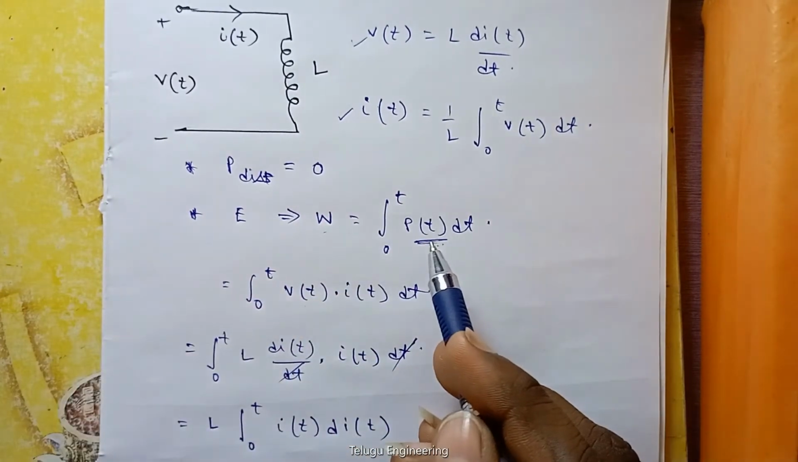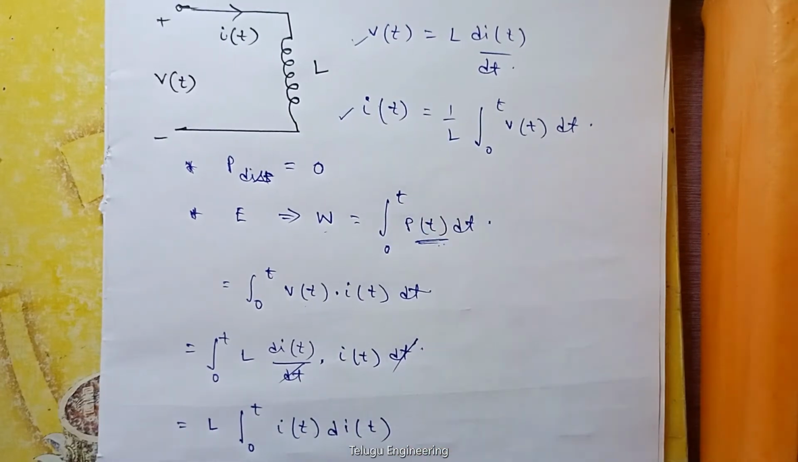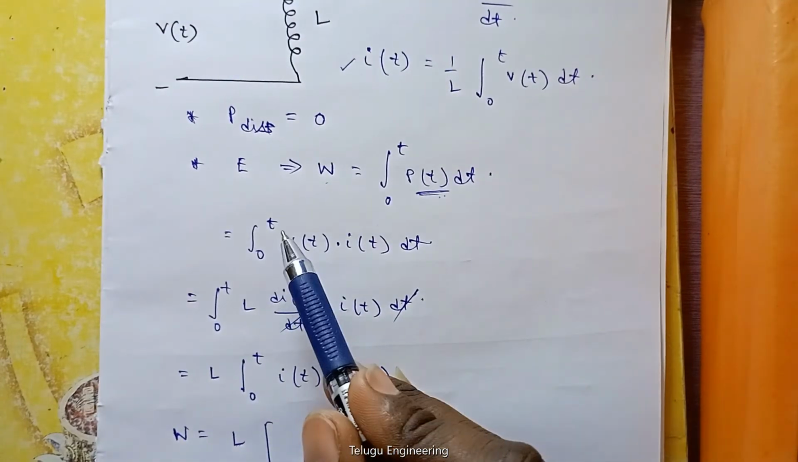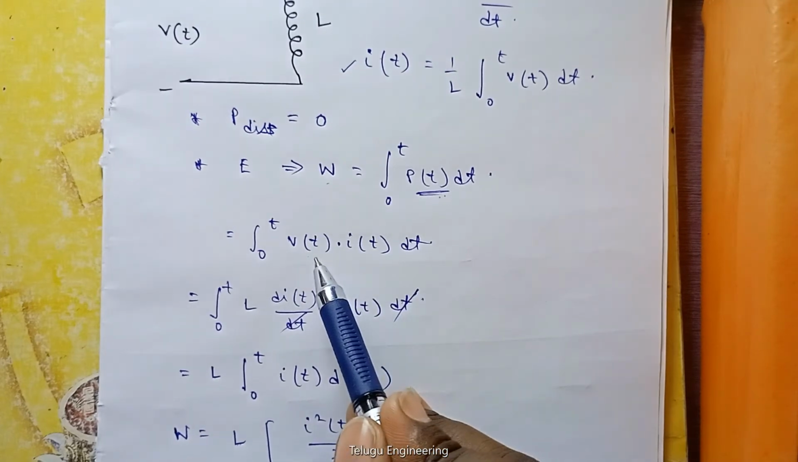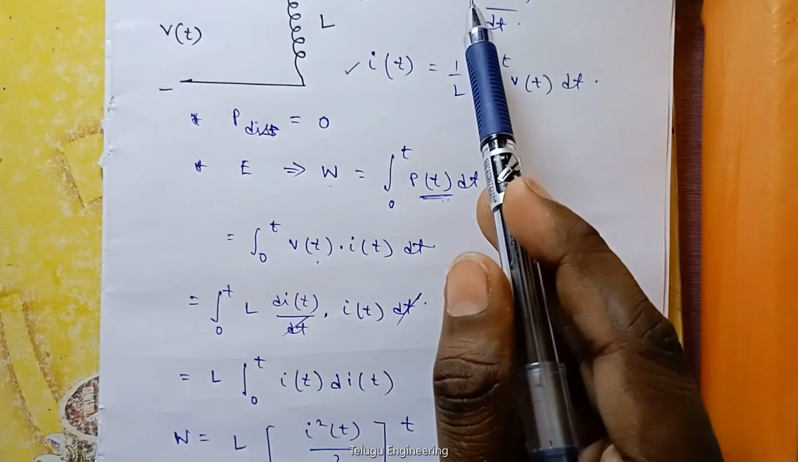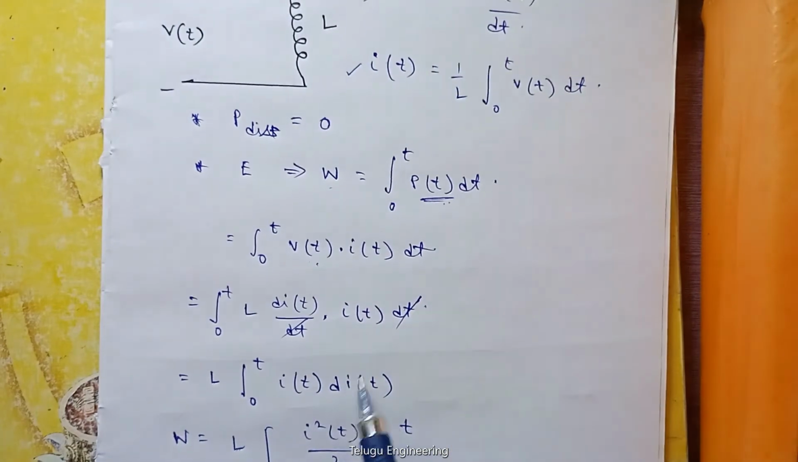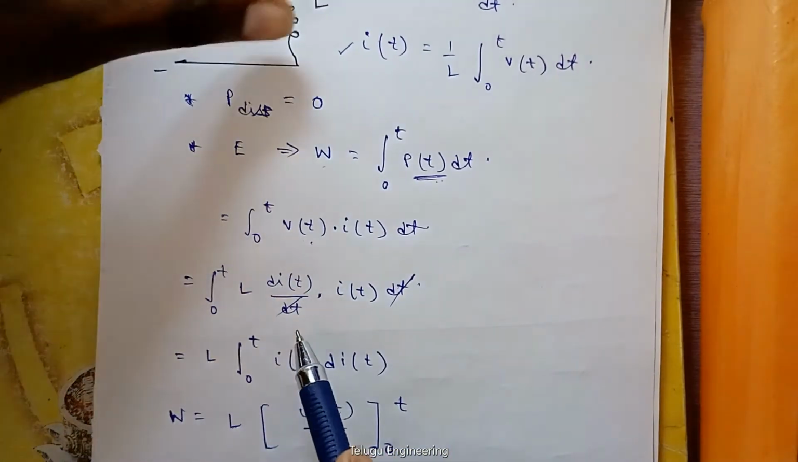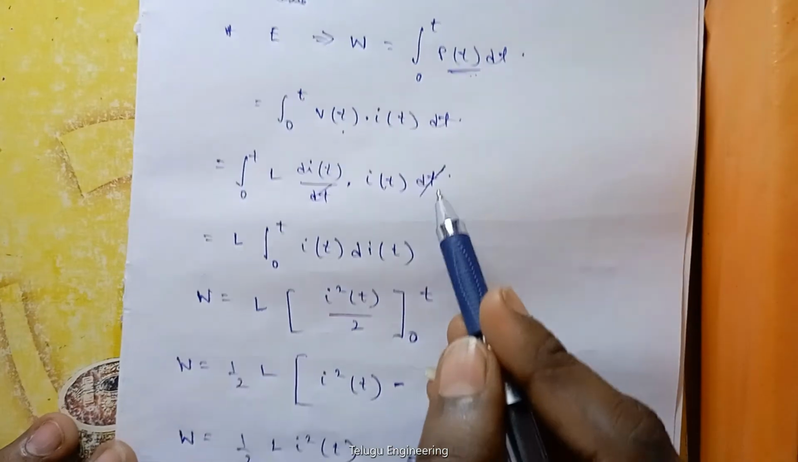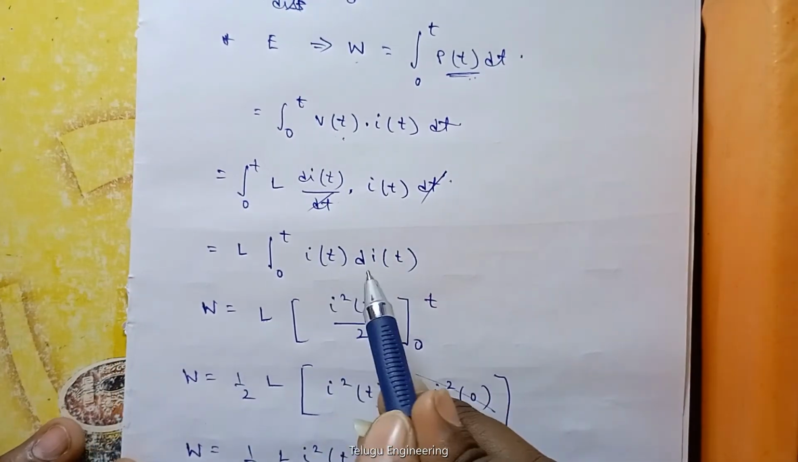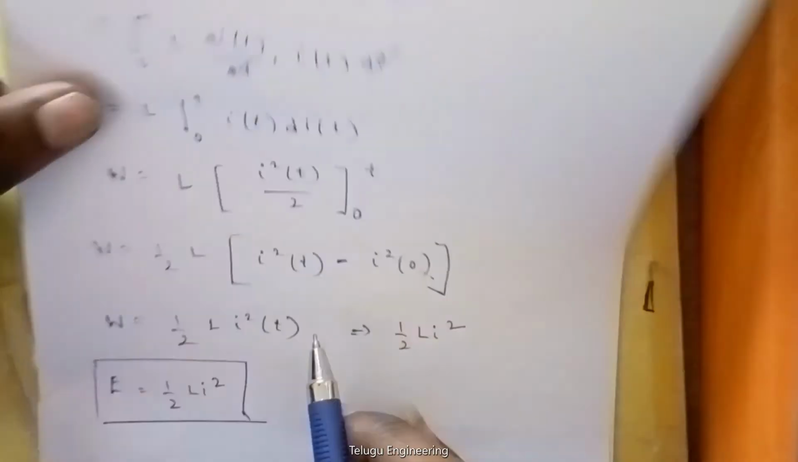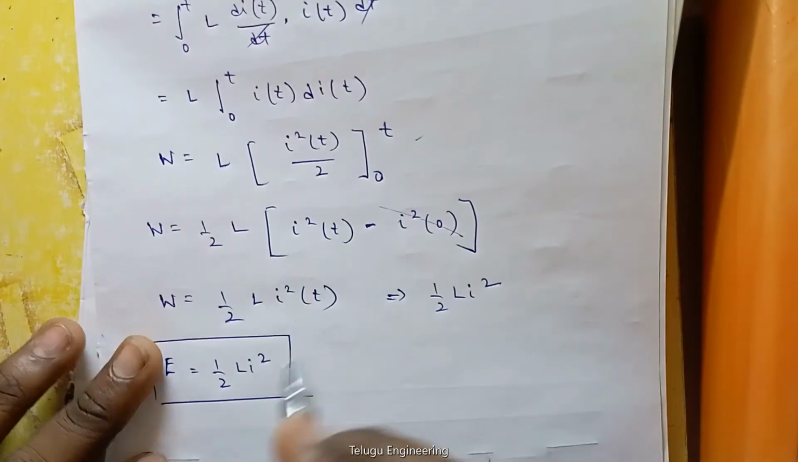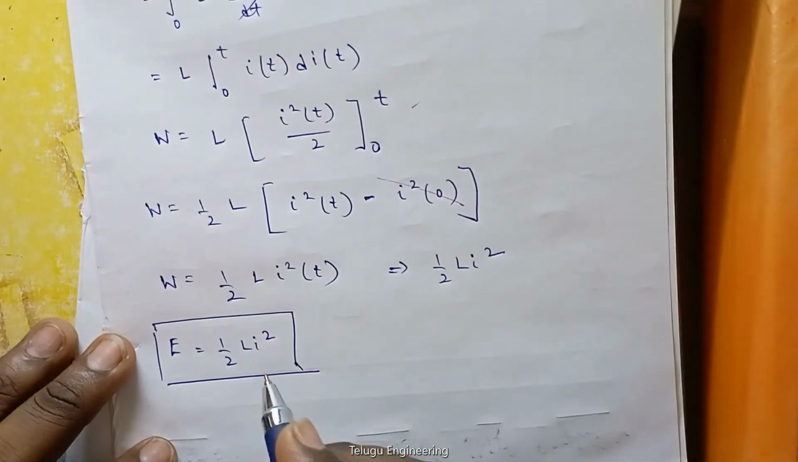So how do we represent p of t in terms of V of t and I of t? Limit 0 to t V of t into I of t into dt. We already know V of t is nothing but L di of t by dt. So substitute the values over here. dt gets cancelled, so it becomes I of t di of t. Now apply the simple integration: upper limit minus lower limit, and the final energy will be half Li square.